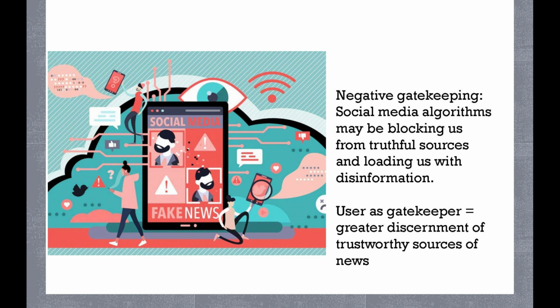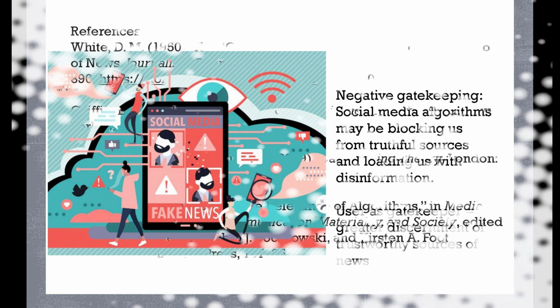Social media algorithms may be blocking us from truthful sources and loading us with disinformation. With the user as the gatekeeper, we need greater discernment of trustworthy sources of news.